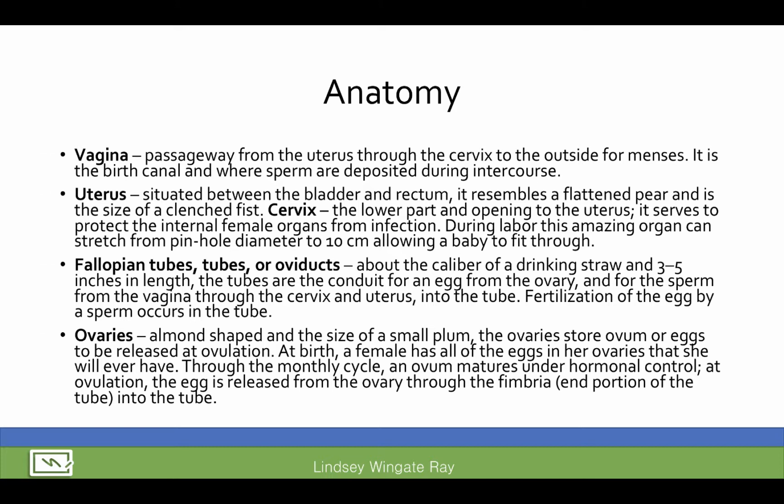Ovaries are almond-shaped and the size of a small plum. The ovaries store ovum or eggs to be released at ovulation. At birth, a female has all of the eggs in her ovaries that she will ever have. Through the monthly cycle, an ovum matures under hormonal control. At ovulation, the egg is released from the ovary through the fimbriae portion of the tube into the tube.